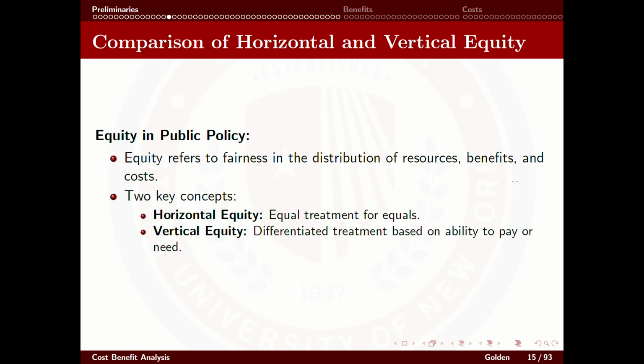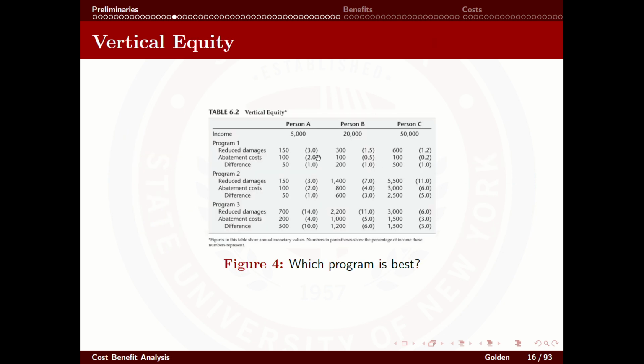Equity refers to fairness in the distribution of resources, benefits, and costs. The two key concepts: horizontal equity is equal treatment for equals, and vertical equity is differentiated treatment based on ability to pay or need. For vertical equity, you have three different people with three different incomes, and three different programs which reduce damage for each of the people and have some amount of cost that each person must pay. The first one is making everyone pay the same amount, and the person who has the highest income has the highest level of reduced damages and the same abatement costs.